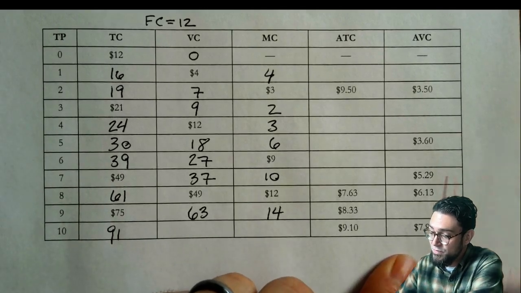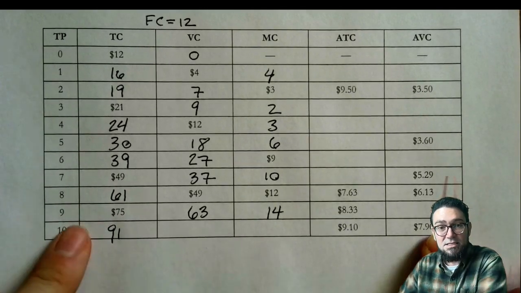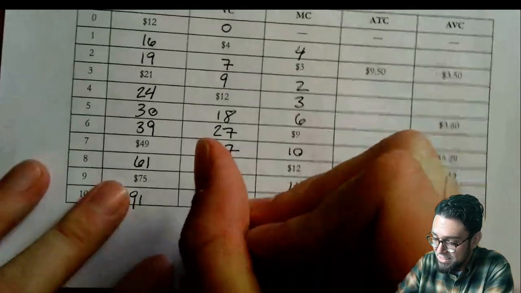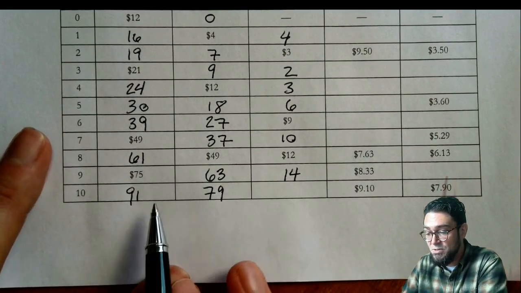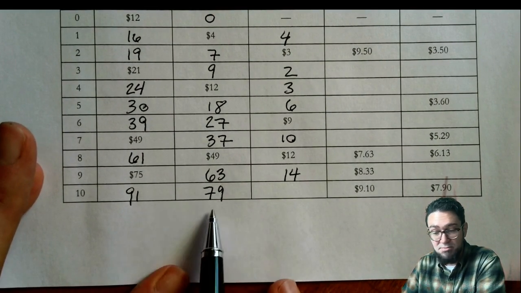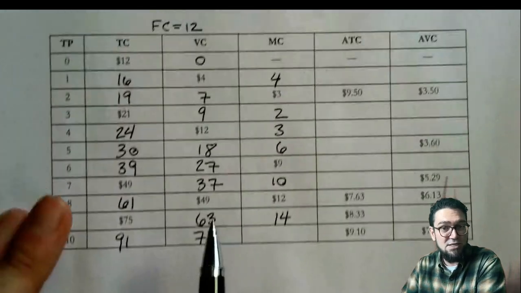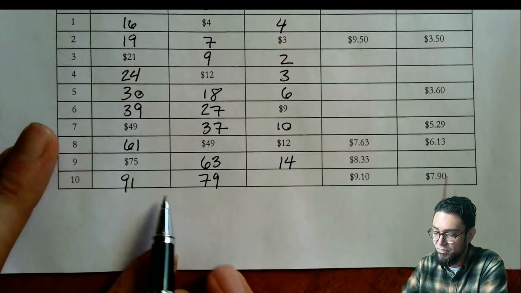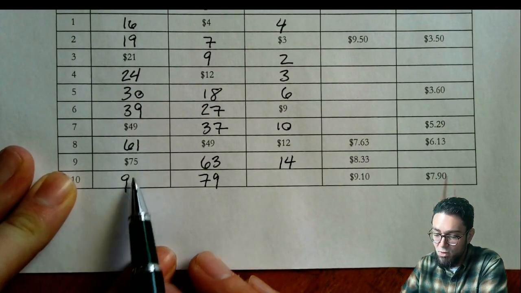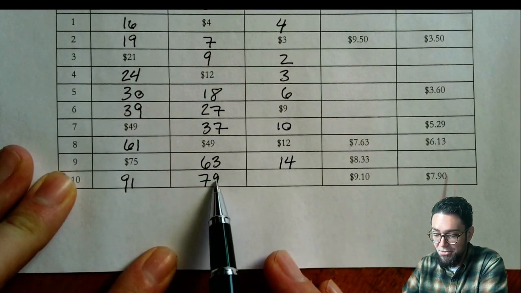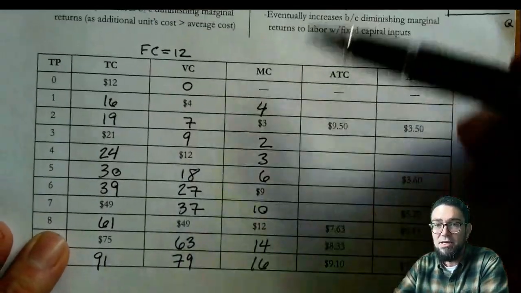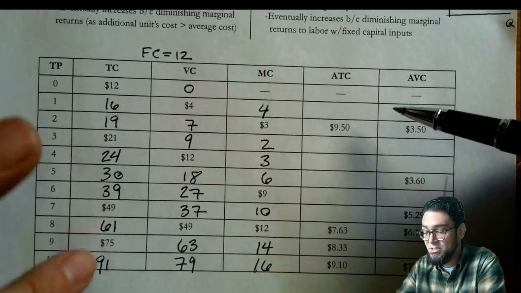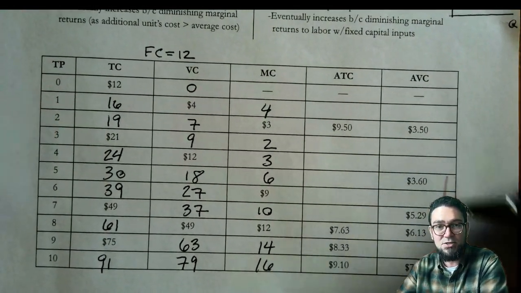And I can do the same thing here with this one. $7.90 times 10 gives me $79 for my variable cost. And again, the difference between total and variable should be 12, and I'm checking that that's true. 91 minus 79 is our fixed cost of 12. And I can see 75 to 91, that's $16, and 63 to 79 is $16 for my marginal cost values here. Now the averages are just taking what these total numbers are and dividing them by the total product.